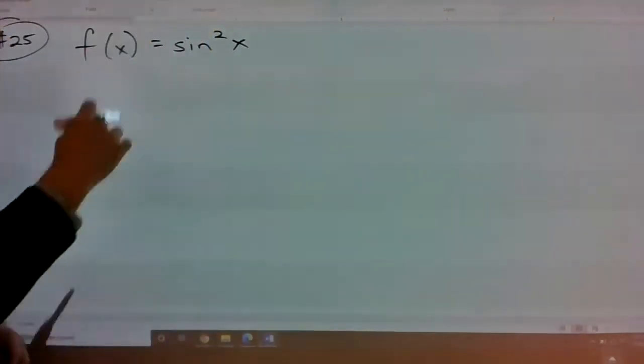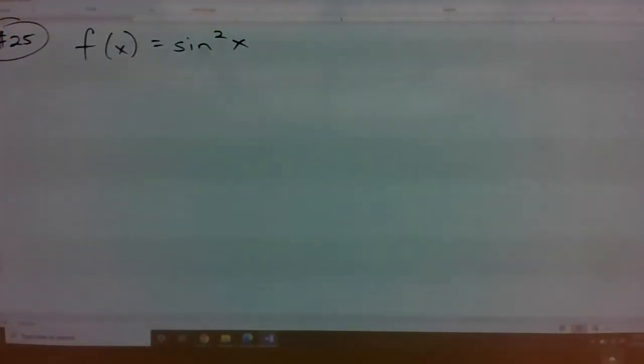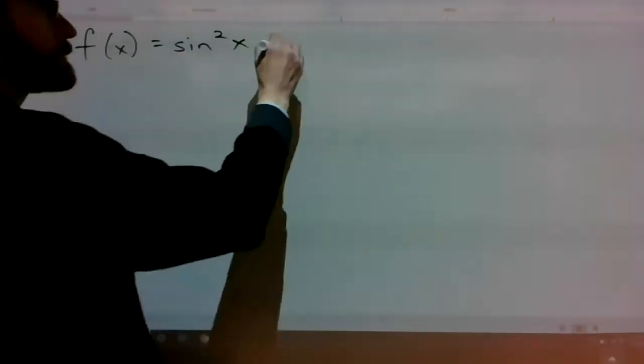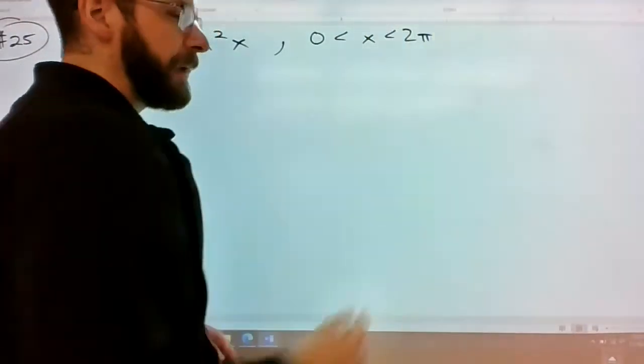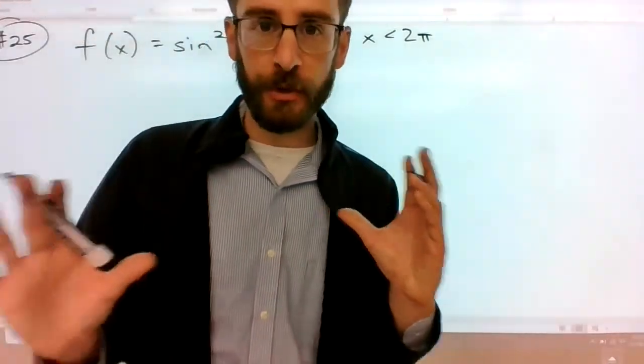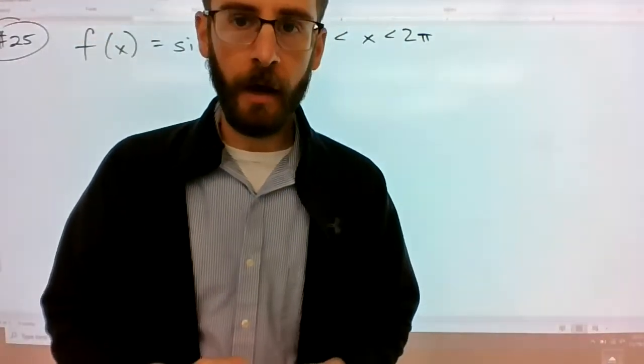Nothing too fancy, sine squared of x, where 0 is less than x, which is less than 2 pi. So they're basically saying, hey, let's restrict this between 0 and 2 pi. Let's not include the actual boundaries.